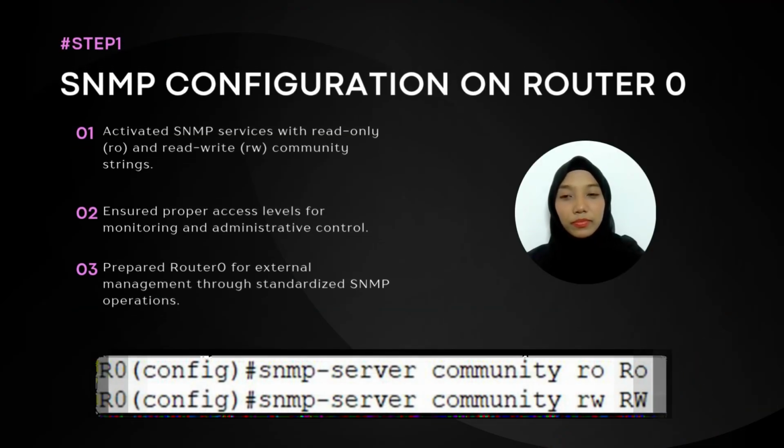First step, SNMP configuration on router 0. We have to activate SNMP services with read-only (RO) and read-write (RW) community strings. Second, ensure proper access levels for monitoring and administrative control. And next, prepare router 0 for external management through standardized SNMP operations.